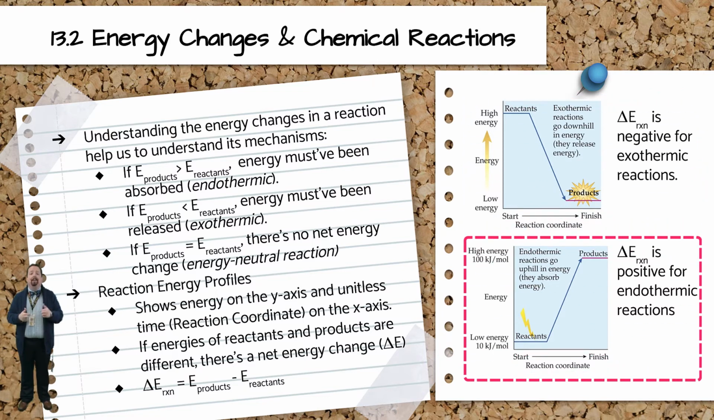The opposite is true for endothermic reactions. In this case, the reactants start out pretty low, and then you have to climb up a hill to get to the energy of your products. That means we had to put in energy to get up that hill. Mathematically, a larger number minus a smaller number will get you a positive delta E for the endothermic reactions.